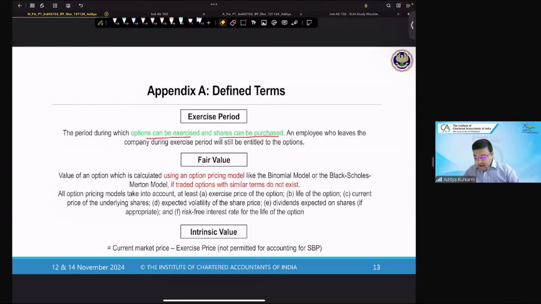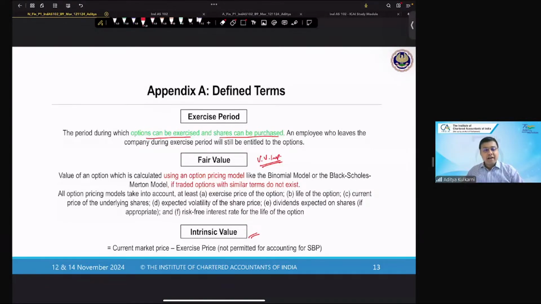Fair value, very, very important. You can forget anything in this chapter, but not fair value. What is the fair value? It is the value of the option. It's not the difference between the market price and the exercise price. That was something you used to do in ESOPs, which is known as intrinsic value. Intrinsic value is not there now. Definition is there, but the application of intrinsic value is no longer existent. Now it's only and only fair value.